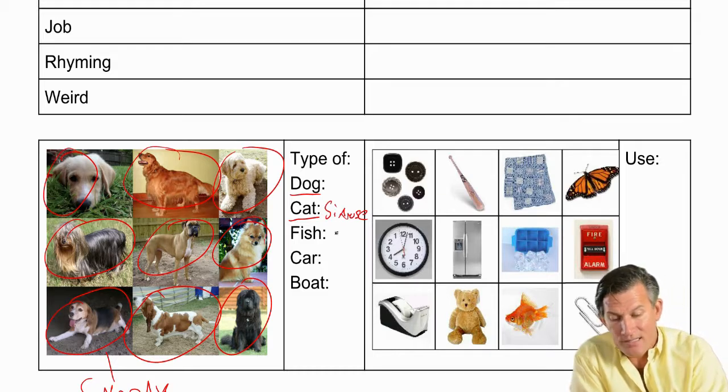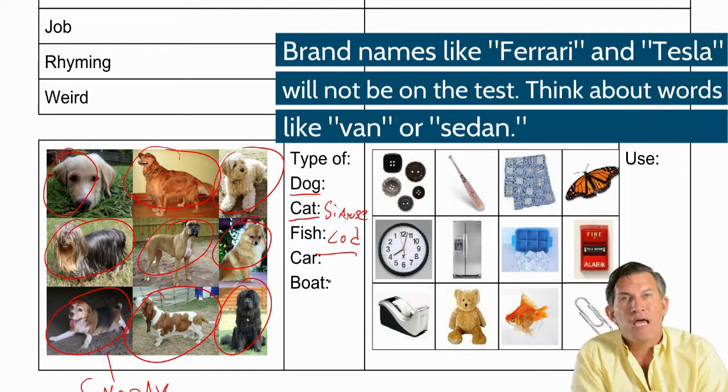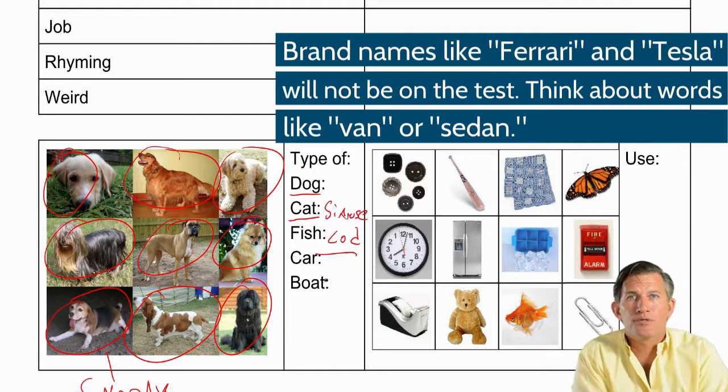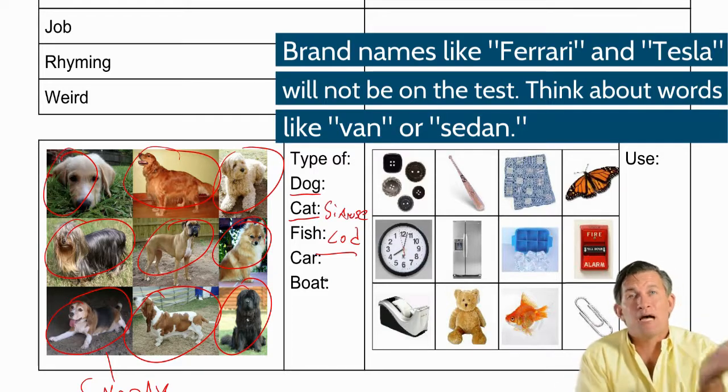A cod is a type of fish. A bass is a type of fish. Where I live, grouper is common, but it won't be on the test, grouper, okay? There's types of cars. But with cars, right, Ferrari, capital F, will not be there. But a sedan has 4 doors, and a coupe has 2 doors. A convertible has the top go down. Those are all types of cars, okay?